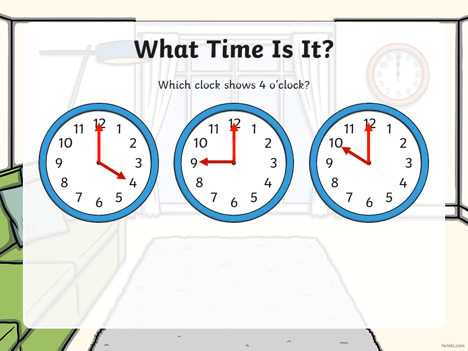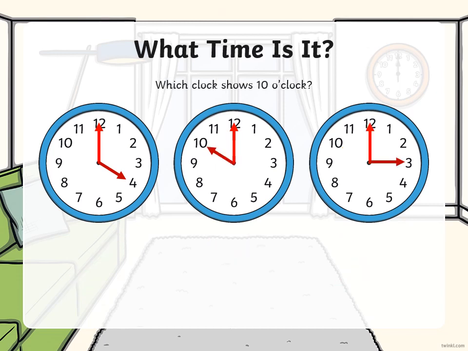I hope you said the first one. This clock says 4 o'clock. The hour hand is on the 4, the minute hand is on 12. The middle clock says 9 o'clock. The hour hand is on the 9 and the minute hand is on the 12. And the third clock says 10 o'clock. The hour hand is on the 10 and the minute hand is on the 12.